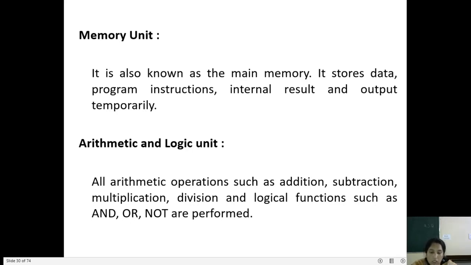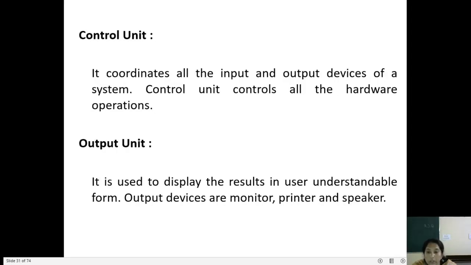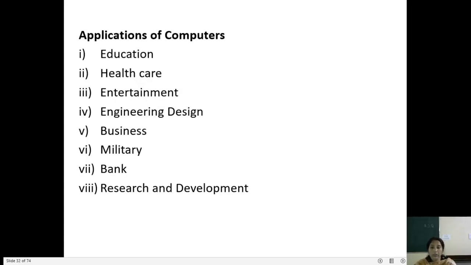And there is the arithmetic logical unit which helps the user perform arithmetic and logical operations like addition, subtraction and decision making. There is also the control unit which controls and coordinates all the units of your computer, that is input device and output device. It is one of the main units which helps the user control all the hardware operations. And there is also a very important unit called the output unit, which displays the result, like the monitor, speaker as well as printer.